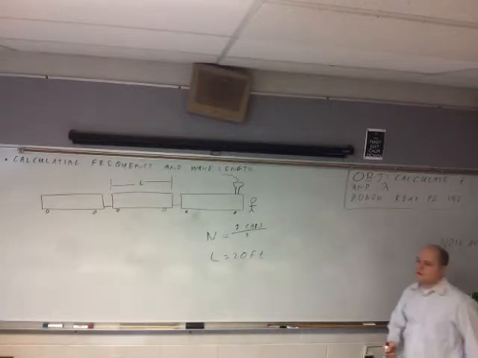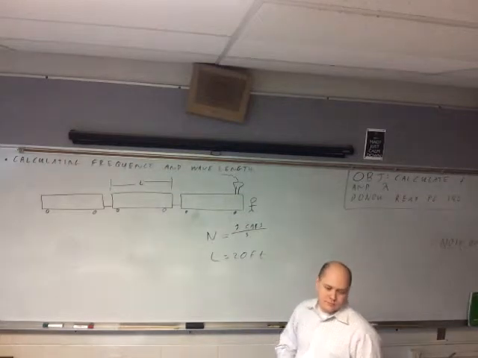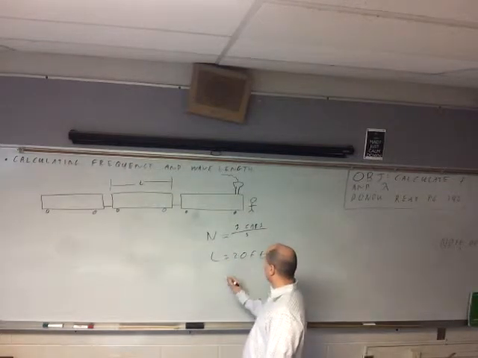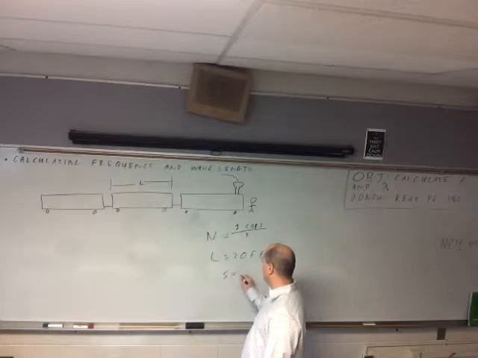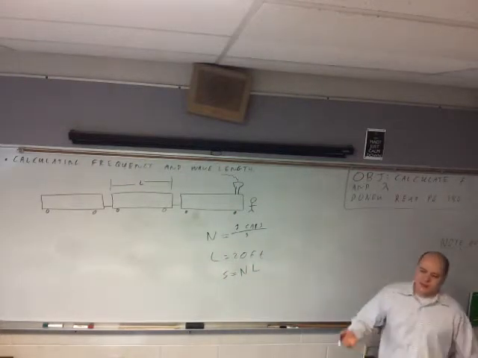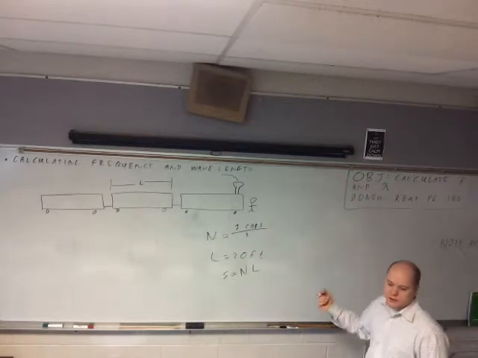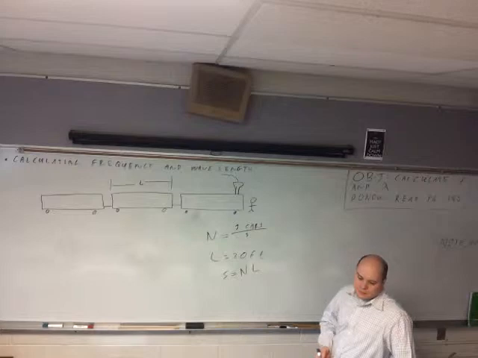Can we calculate how fast the train is going? Yeah, 60 feet per second. Because the speed of the train is just the number of cars times how long they are. It's kind of common sense if you think about it. 60 feet of train passes you per second, so the train must be going 60 feet per second.